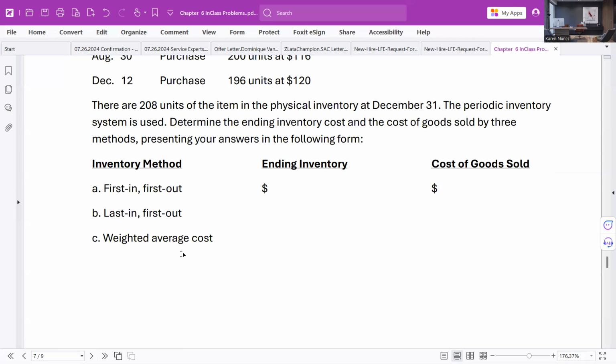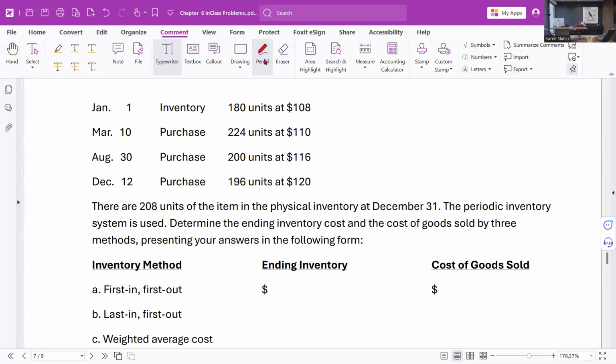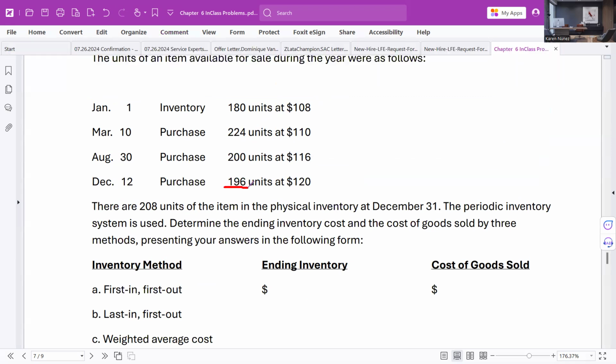Okay, so let's do the weighted average first, since we're kind of in weighted average mode. So we're going to need to figure out the same thing that we just did. We need to know the total number of units, and we're going to need a total cost, right? While we already have that kind of in mind from the last problem, let's do that first.